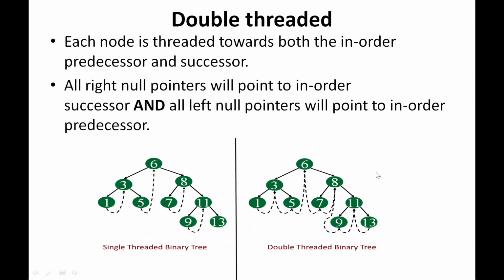Before I proceed to the program, I just want to point out a type of threaded tree called double threaded. In the single threaded tree we only interlink the right child with the successor node, but in the case of double threaded we also link the empty or null leftmost pointer with its predecessor. So the right pointer is linked with the successor, whereas the left pointer is linked with the predecessor, and that results in the tree given in the diagram.